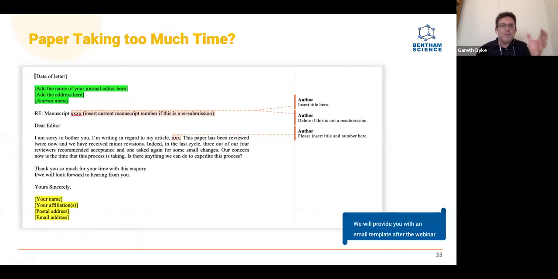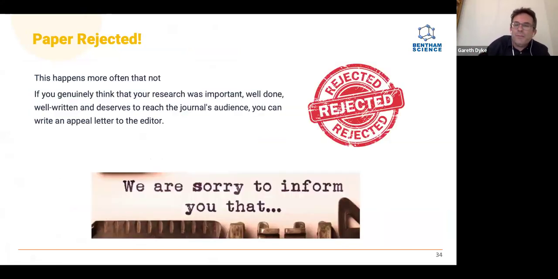This paper has been reviewed, and tell the editor all of the information. You're waiting since this date. Can I give anything back? Is there anything I can do to expedite the process? Often it's because they've forgotten about your paper. Perhaps they're waiting for additional peer reviewers. You can suggest additional peer reviewers. You can give something back.